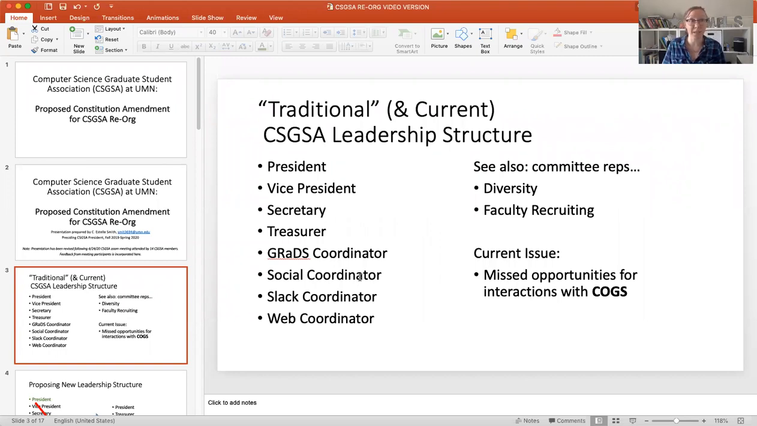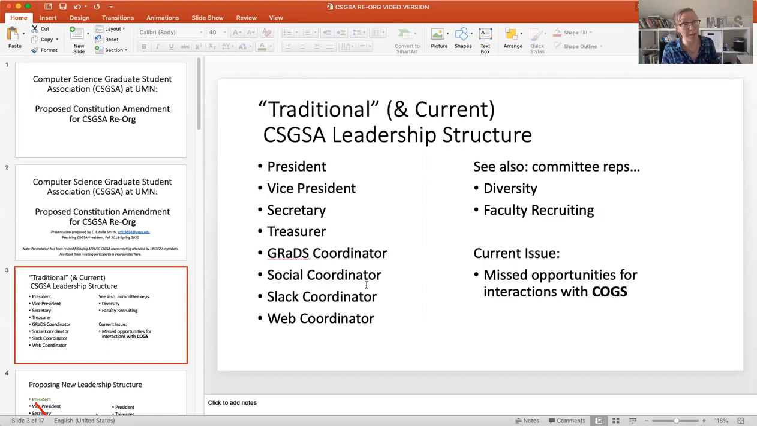CSGSA has traditionally and currently operated under a fairly standard leadership structure where we have a president, a vice president, secretary, treasurer. We also have some coordinators who are helping with various aspects of running the organization. For example, the grads coordinator is helping us to run the bi-weekly grads colloquia where we can present to our colleagues preliminary versions of talks that we might be giving, for example, prelim exams or conferences. We have a social coordinator who is helping to organize game nights and other types of social outings.